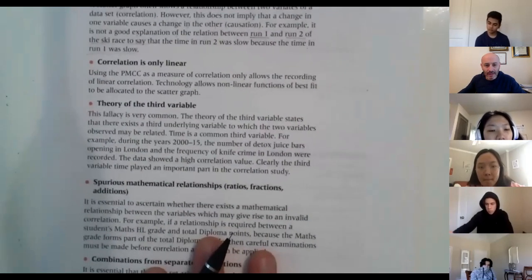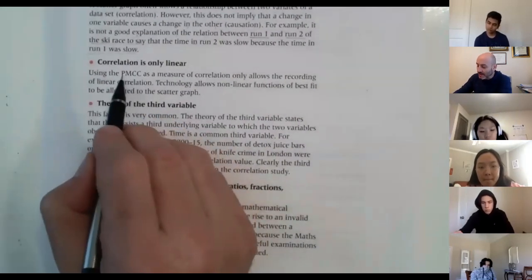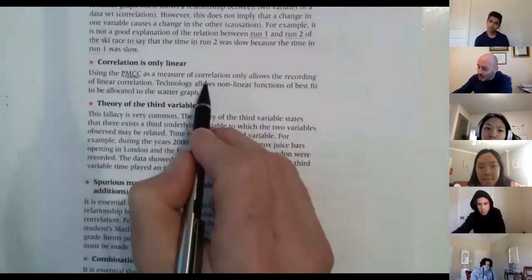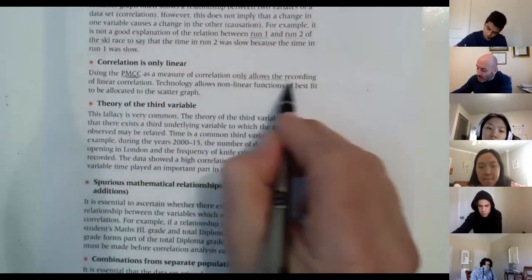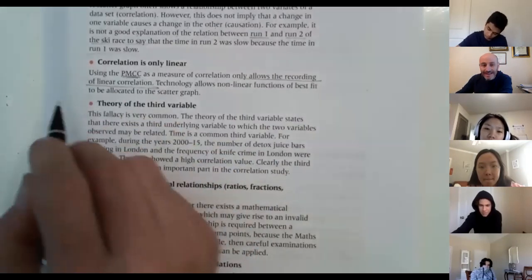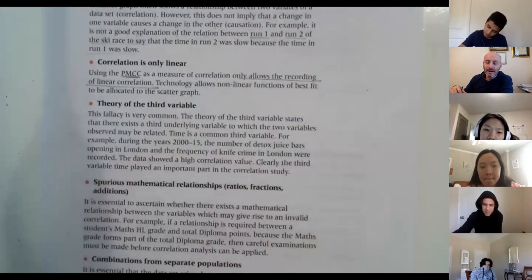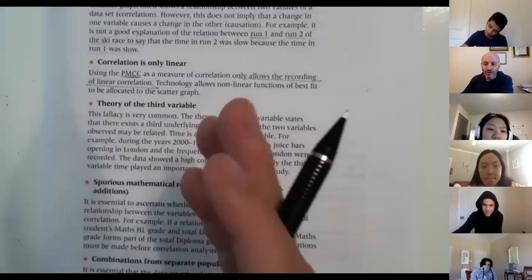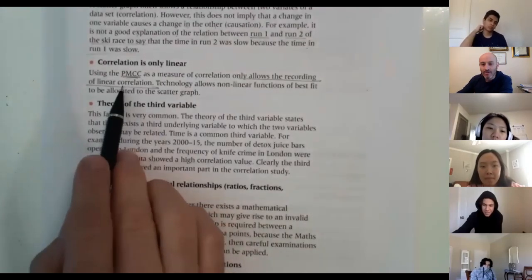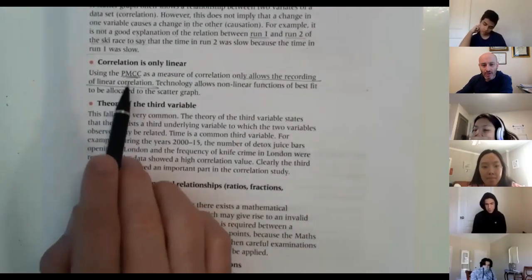Correlation is only linear. Using the correlation coefficient as a measure of correlation only allows the recording of linear correlation, okay? So for a quadratic regression, a cubic regression, a logarithmic regression, we're not talking about correlation. So the correlation is only for linear.